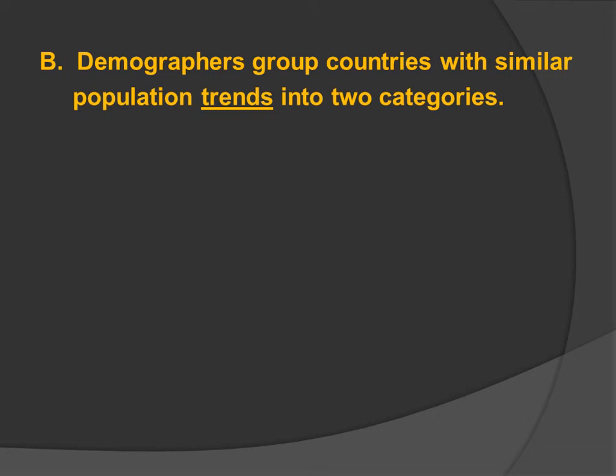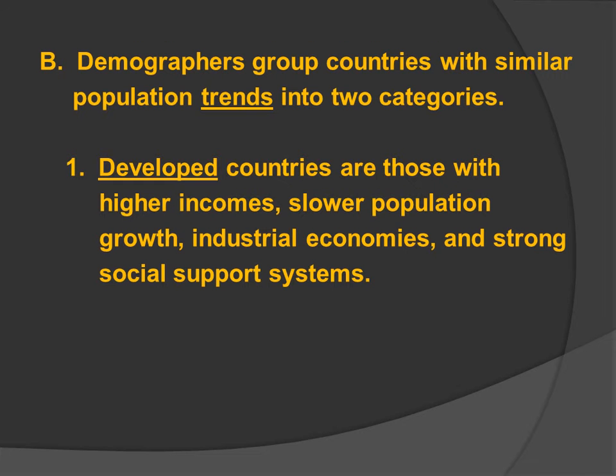B, demographers group countries with similar population trends into 2 categories. Number 1, developed countries are those with higher incomes, slower population growth, industrial economies, and strong social support systems. And we're going to talk about what those things mean during this chapter.